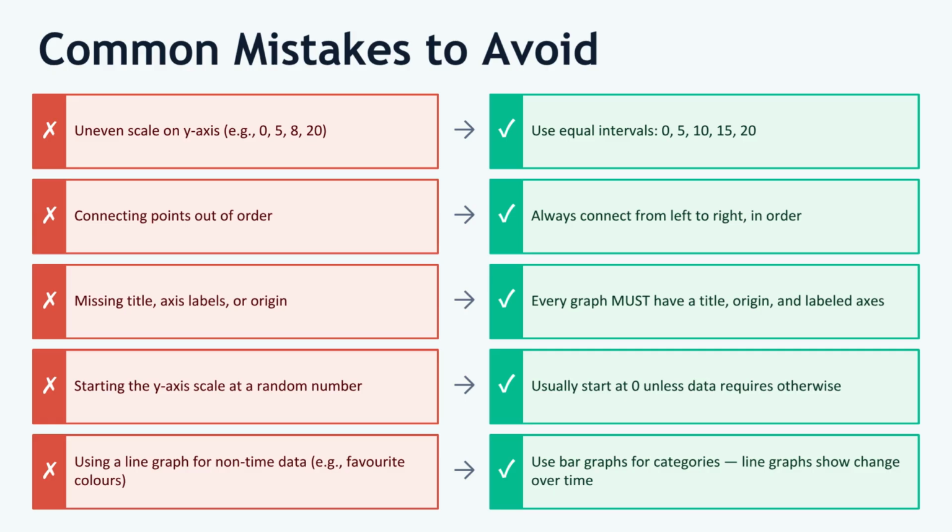Fourth, do not start your y-axis at a random number. You should generally begin at 0 unless the data specifically requires otherwise. And fifth, do not use a line graph for data that does not change over time. For example, favorite colors should be shown in a bar graph. Line graphs are for data that changes over time.